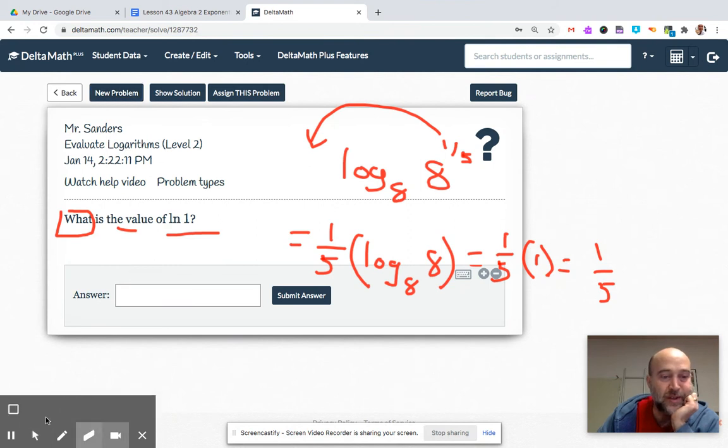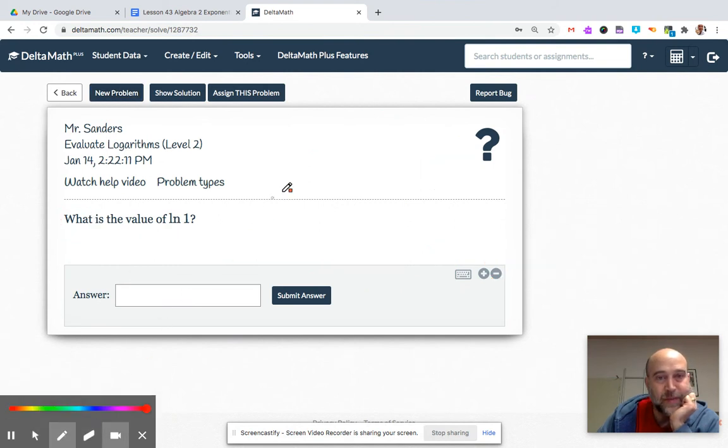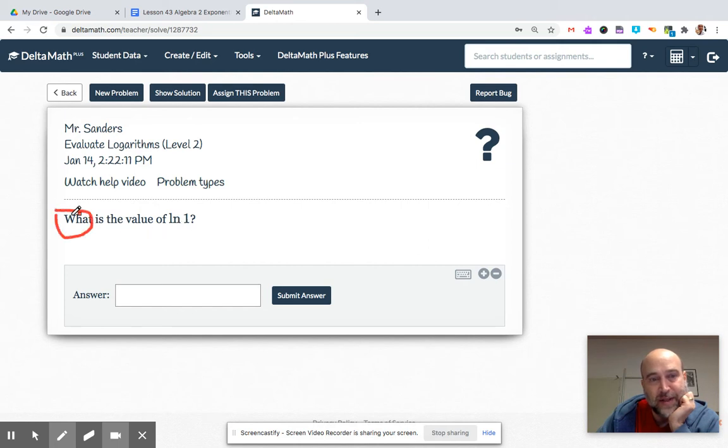Natural log, let's hit that one. Natural log, that's Ln right here. So what is the value of the natural log of 1? So the natural log is the same thing as log base e, and we're doing it of 1. Natural log is the same thing as log base e. So this is the same thing as Ln. All right.